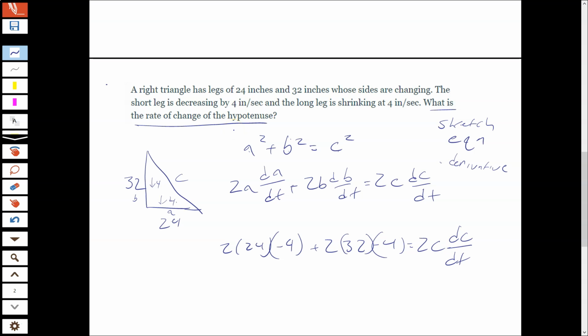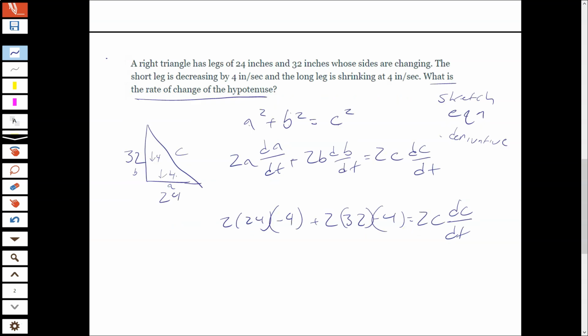So now we have a problem because we have this whole setup, but we have a variable we don't know. I guess I can simplify this sum. That might be helpful to me, right? So 2 times 24 times negative 4 is going to give me negative 192, and you can do that on your calculator, of course. Over here, I'm going to get negative 256 equals 2C dC dt. Okay. And let's combine like terms. I get negative 448 equals 2C dC dt. Okay. And you're like, still not there, right?